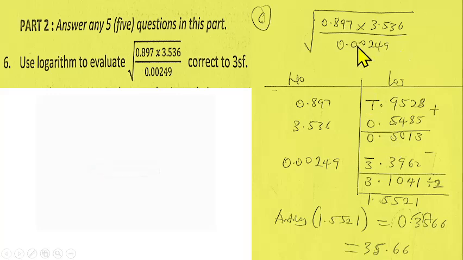Let's go back to the denominator, 0.00249, which is this. Put it under number. Then what's the characteristic of this number, which is bar 3. So bar 3 is the characteristic of this number. Then you now check 24 under 9. So that gives us 13.962.